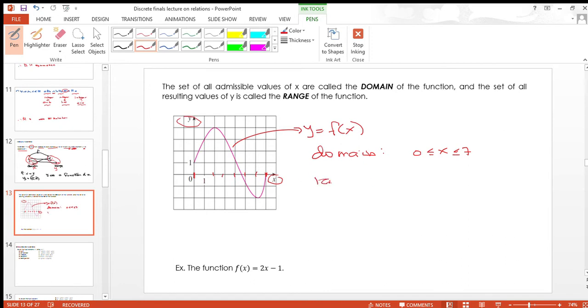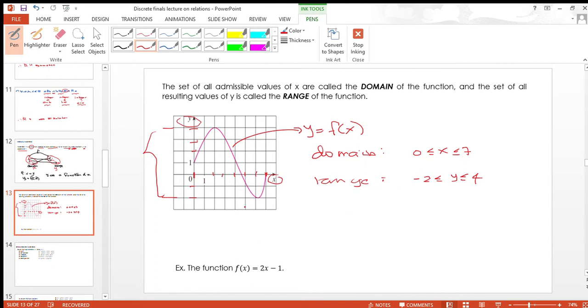If we want to look at our range, since we are looking at all permissible values of y, we look at this section up to this section. We have the permissible values of y. If that is again 1 unit, that will be 2, 3, 4. This is -1, -2. Therefore, our range will be from -2 to +4. So that's our domain and that's our range.